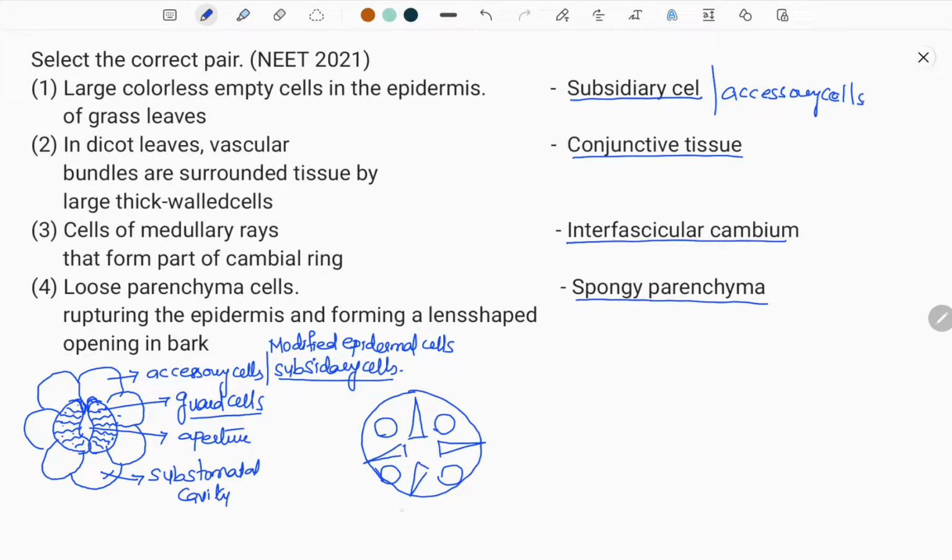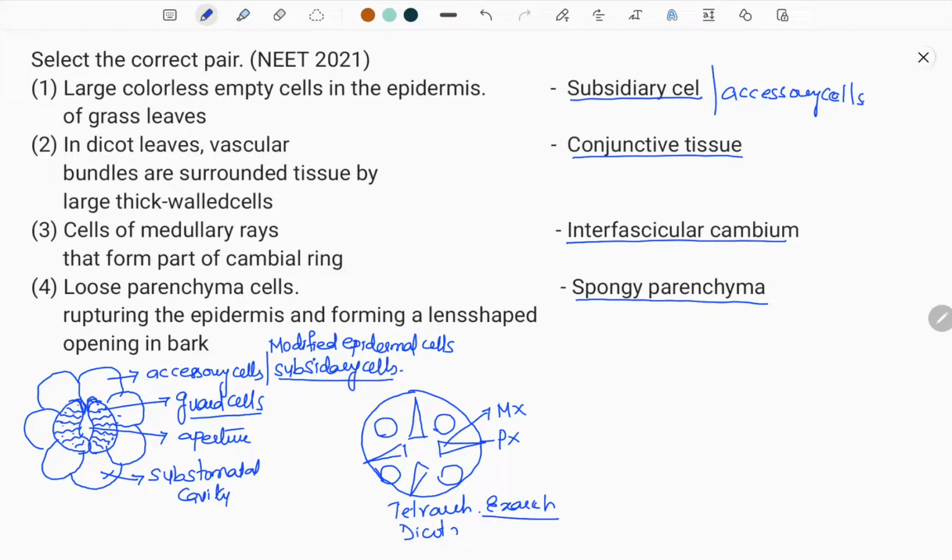Tetrarch means 4 vascular bundles are present. Exarch means protoxylem is towards outside and metaxylem is towards inside. This part is called protoxylem, whereas this part is called metaxylem. Both are primary xylem only. The first formed primary xylem is called protoxylem. Later formed primary xylem is called metaxylem. So protoxylem is exterior towards the periphery, metaxylem is towards the interior. Such a condition is called exarch. This is found in roots.